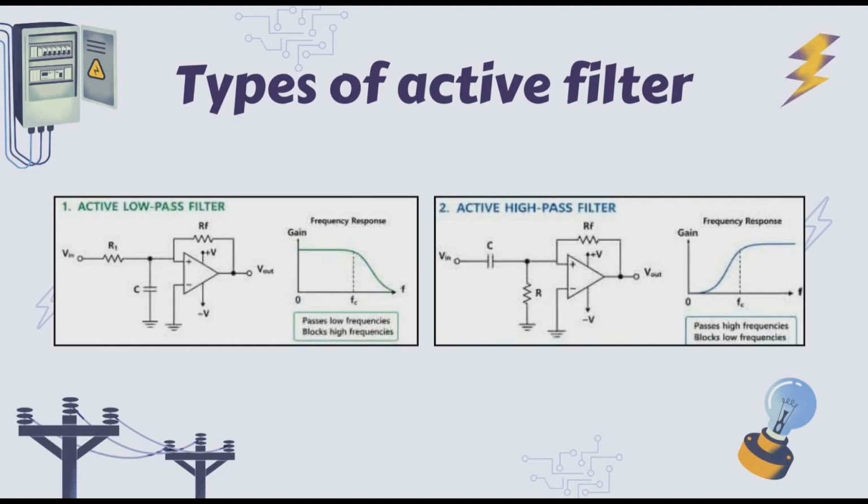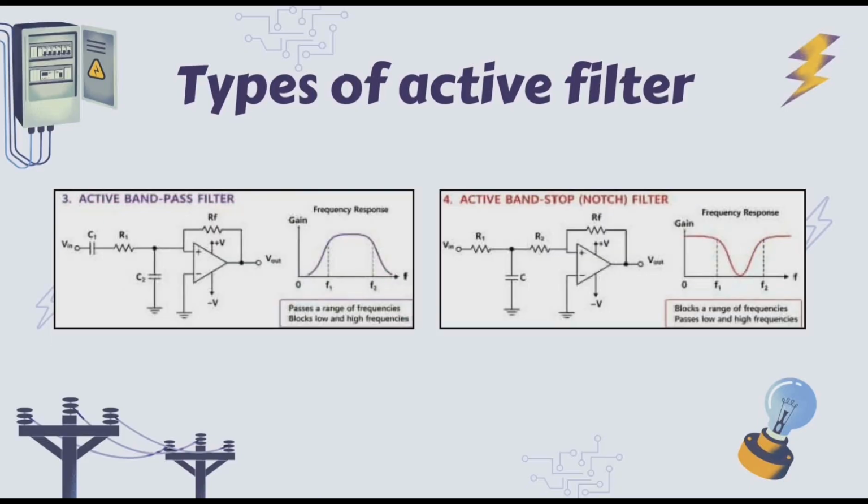First, active low pass filter. So an active low pass filter allows low frequency signals and also amplifies the output. Next, active high pass filter. An active high pass filter allows high frequency signals and amplifies them. Third, an active bandpass filter. So an active bandpass filter allows a certain range of frequencies and increases the signal strength.